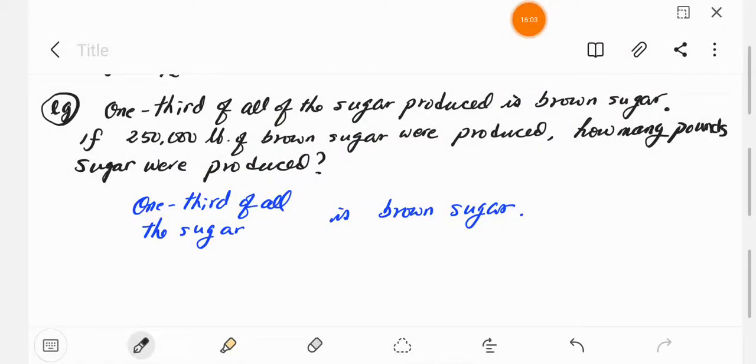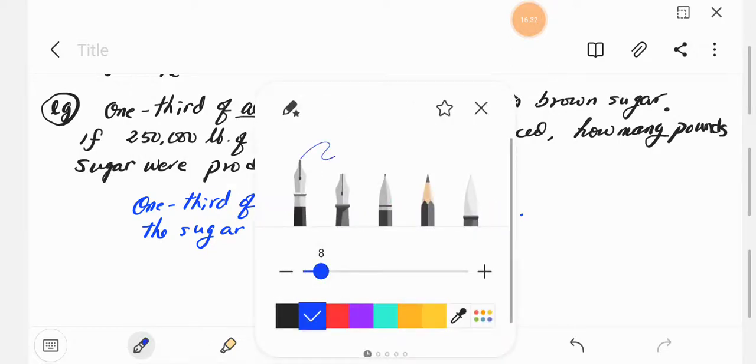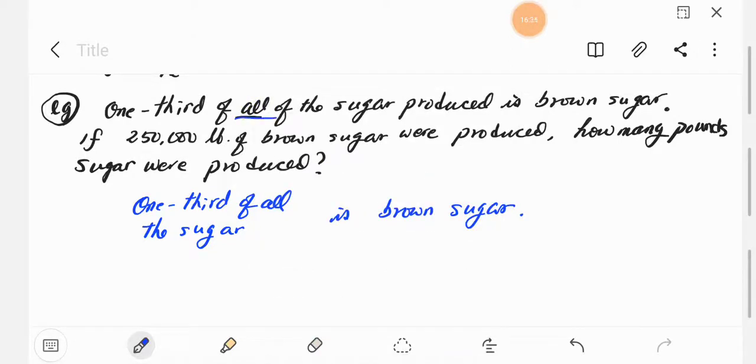Okay, let's try this example. 1/3 of all the sugar produced by a company is brown sugar. And if 250,000 pounds of brown sugar were produced, then how many pounds of the sugar were produced? Okay, this means, let's say, we want to find out the number of pounds of all the sugars. So let's say we don't know what this one is. Let's say this is X.